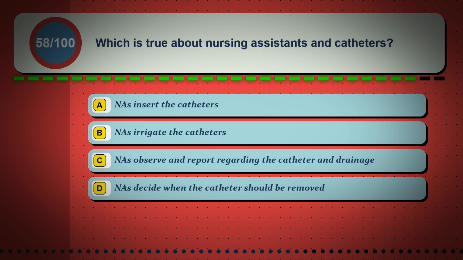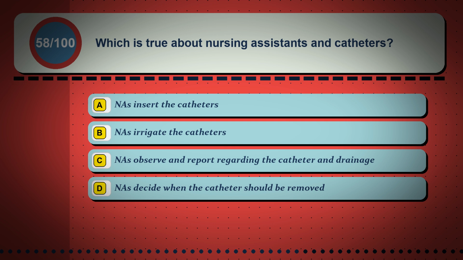Question 58. Which is true about nursing assistants and catheters? Option A, NAs insert the catheters. Option B, NAs irrigate the catheters. Option C, NAs observe and report regarding the catheter and drainage. Option D, NAs decide when the catheter should be removed.